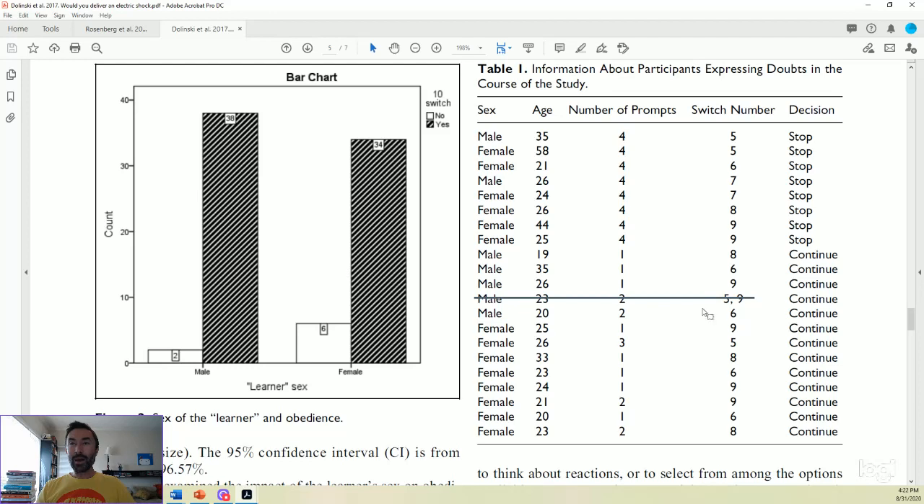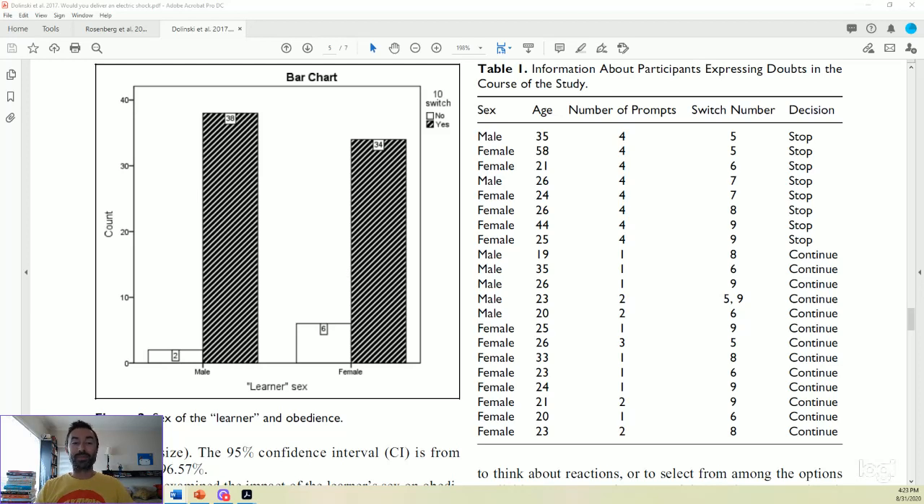And about half of the participants who continued pulling the switches only needed to receive pressure from the authority figure 1 time to continue. What this says to me is that people generally just need 1 firm push from an authority figure to keep doing something that they are uncomfortable doing.